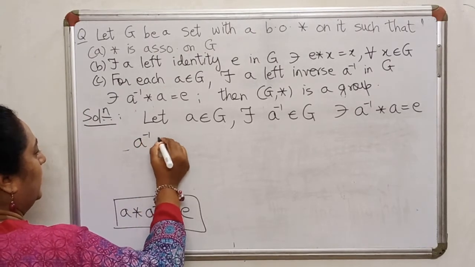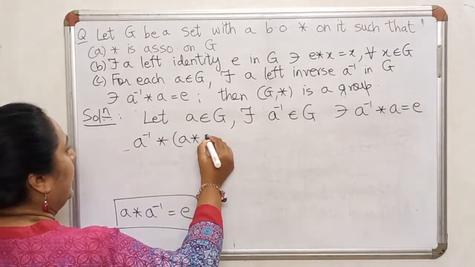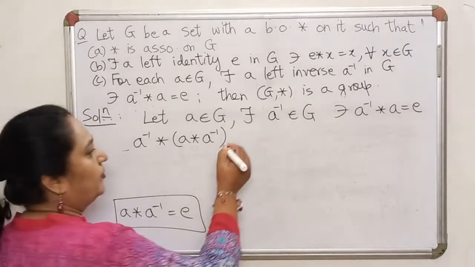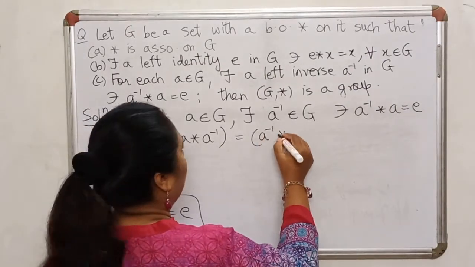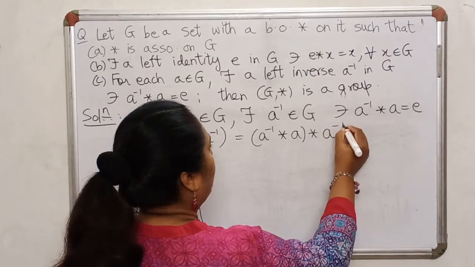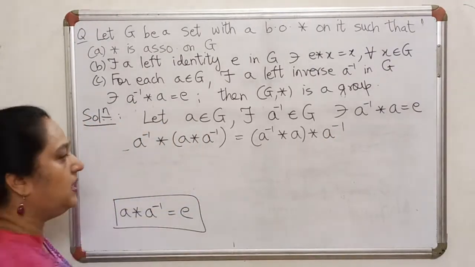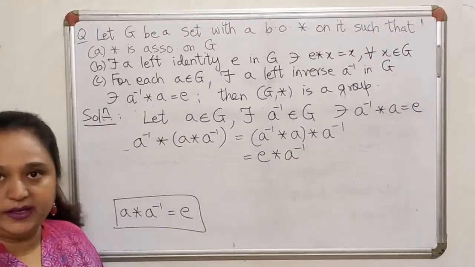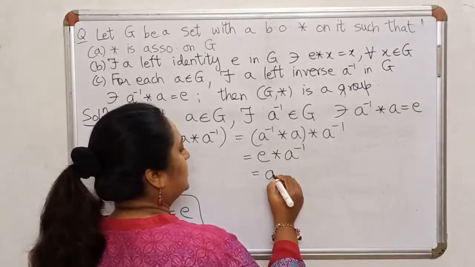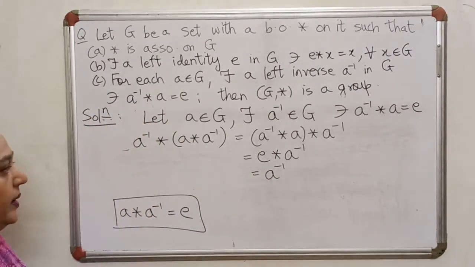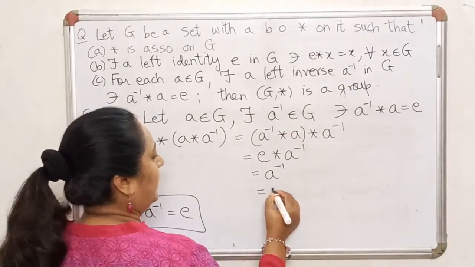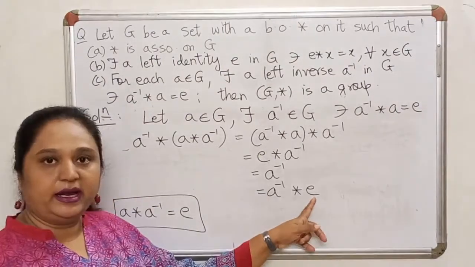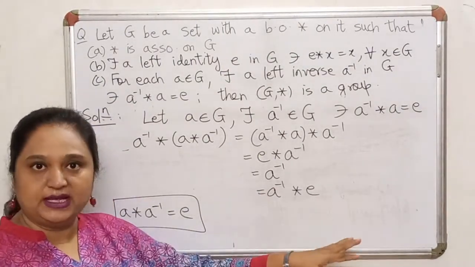So look at the element A inverse star A inverse. Let's once again use the associative property to shift brackets. So this will be A inverse star, A inverse star A, and A inverse star A is E. So this will be A inverse star E, wait, E star A inverse. Now E is identity. So when I simplify this, this will be A inverse. But remember, A inverse can always be written as A inverse star E, because we have already established in the previous part that E is identity from left as well as right.